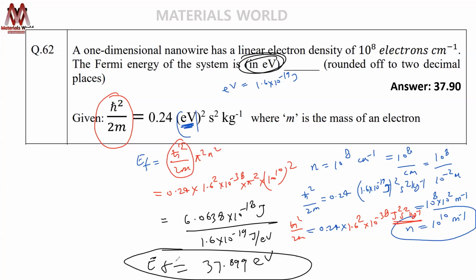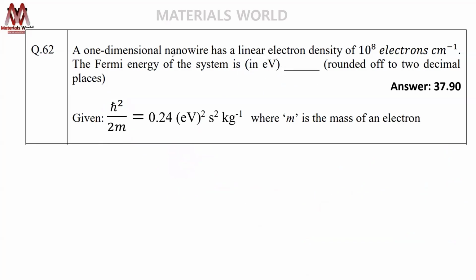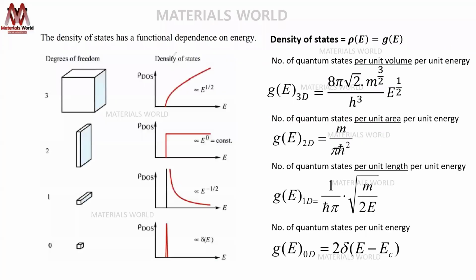Of course, 0D you cannot do because 0D depends on function delta that must be given. The expression must be given. Okay. So I hope it's clear to everyone. Now, any question which will be asked from this topic, you'll be able to solve it.